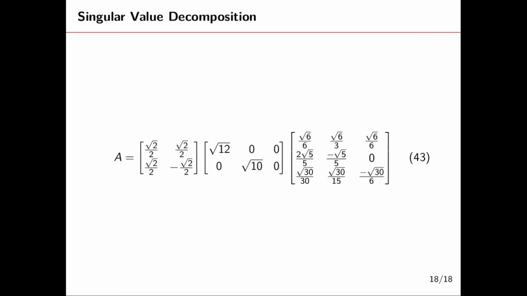So from there, we rewrite our A matrix. We say our A should be equal to U, sigma, and V transpose. So this is our V transpose, and this is our sigma matrix, and then this is our U matrix. So we have come to the end of this lesson.